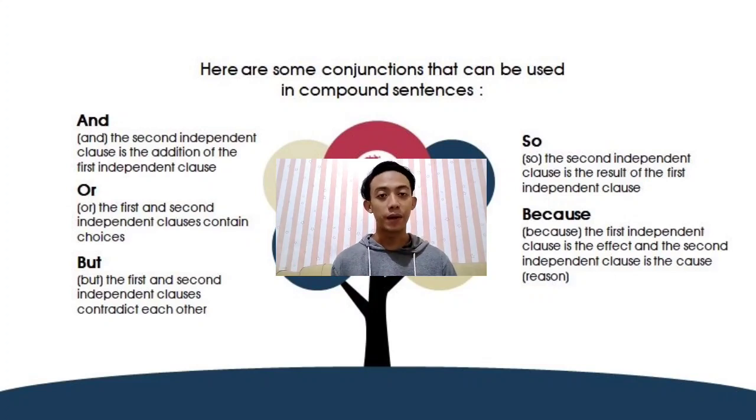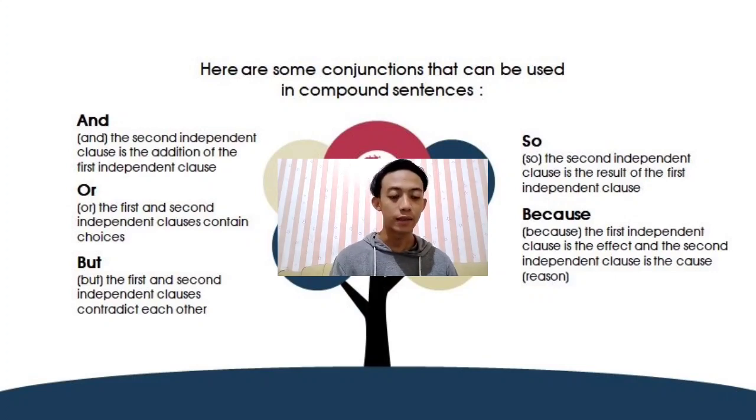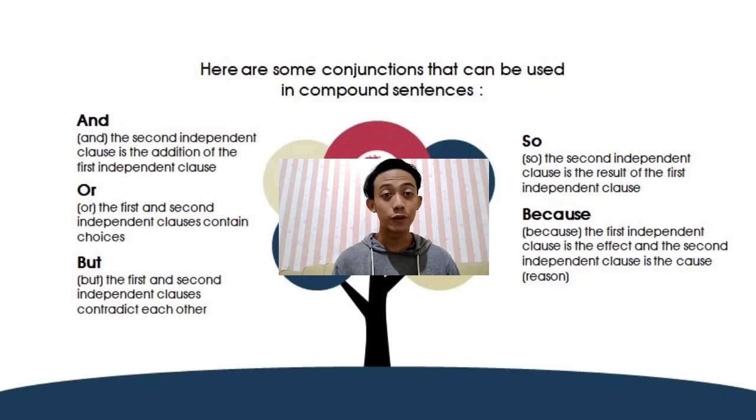The first and second independent clauses contain choices. And the next is but: the first and second independent clauses contradict each other. This is the function of but. And the next is so: it shows the result of the first independent clause. This is the function of the conjunction so.